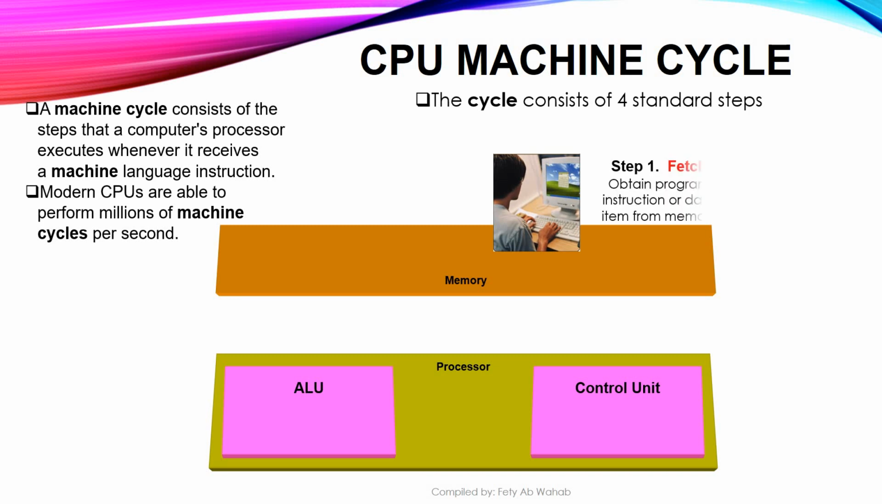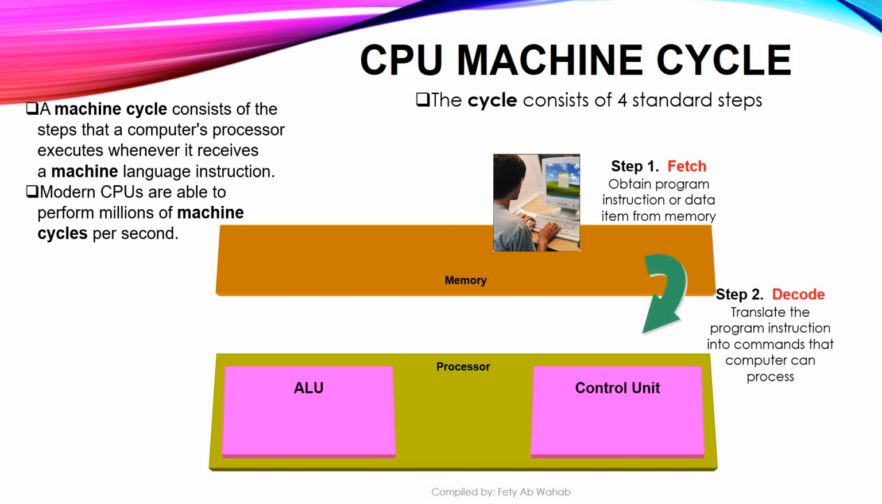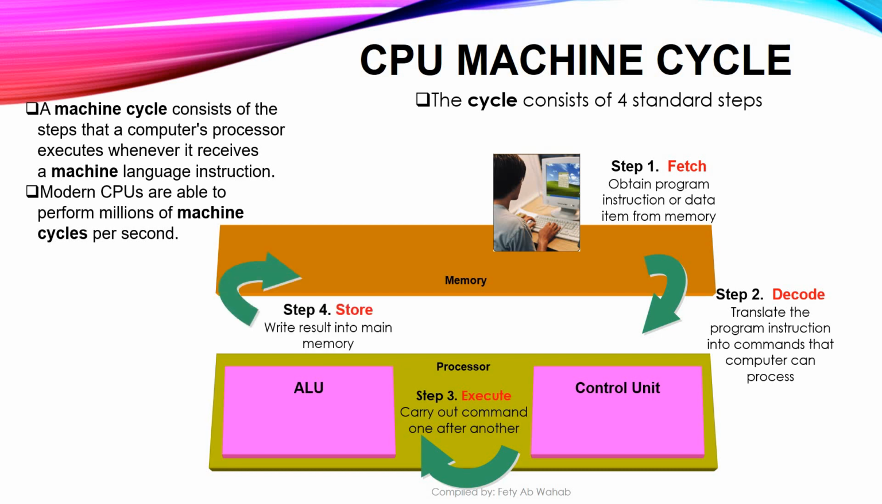Step 1. Fetch. Obtain program instruction or data item from memory. Step 2. Decode. Translate the program instruction into commands that computer can process. Step 3. Execute. Carry out command one after another. Step 4. Store. Write result into main memory.